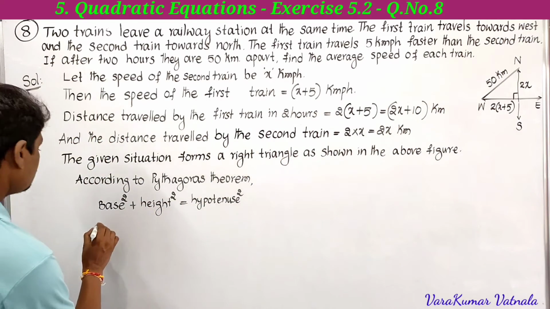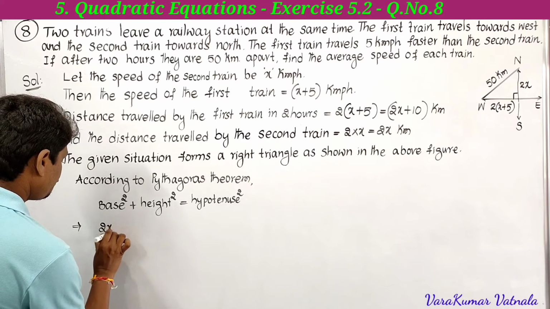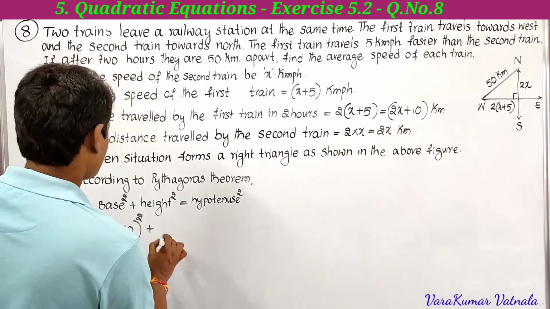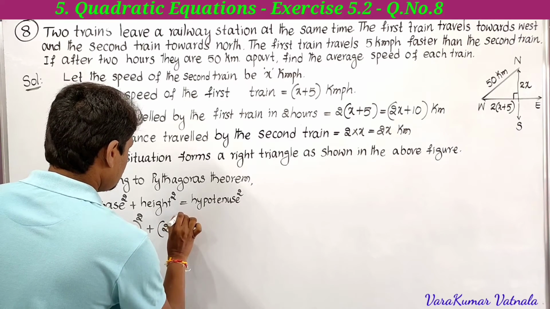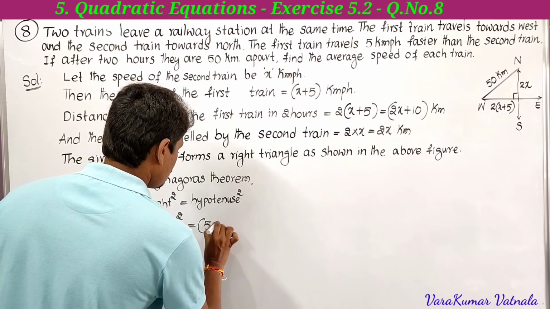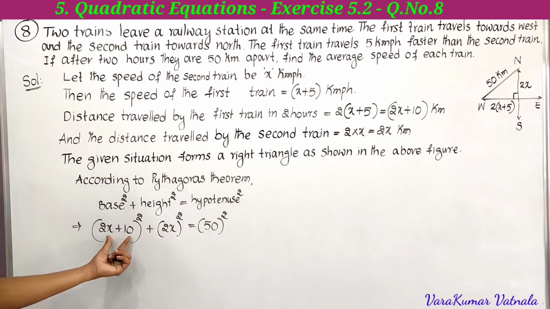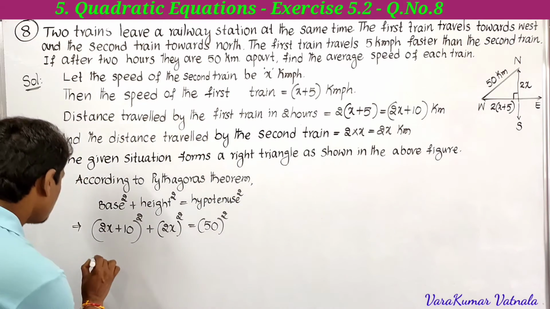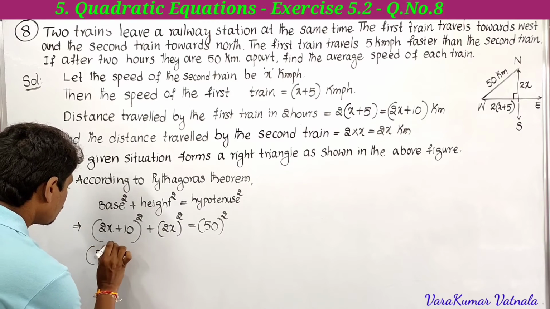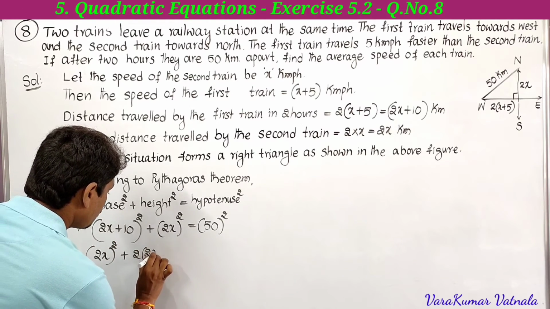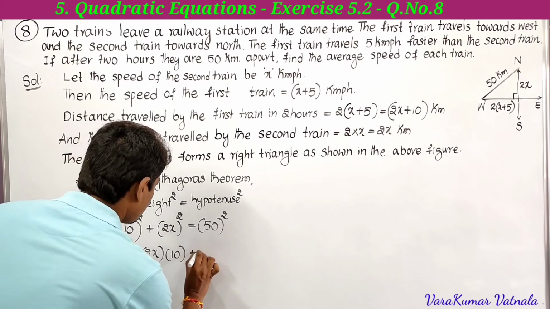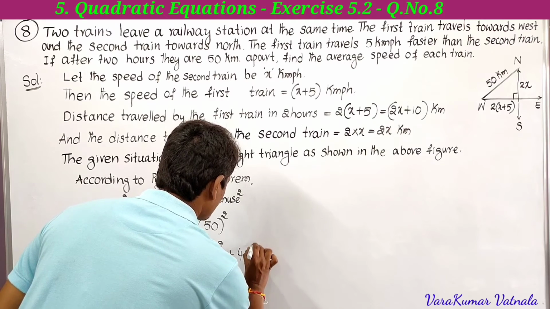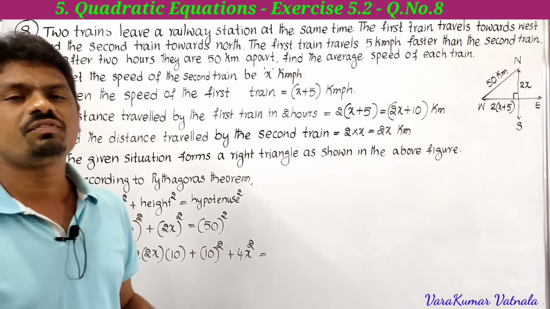So we get base square, that is 2x plus 10 whole square, plus height square. Height square is 2x whole square, is equal to hypotenuse square, that is 50 whole square. Now we have to simplify. It is in the form a plus b whole square. A plus b whole square is equal to a square plus 2ab plus b square. Here a square is 2x whole square, plus 2ab, that is 2 into 2x into 10, plus b square. B square is 10 whole square. Plus 2x whole square is 4x square. In the same way, 50 whole square is 50 into 50, we get 2500.